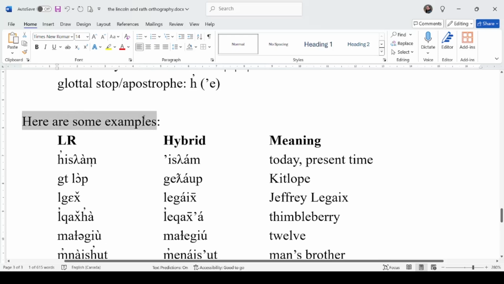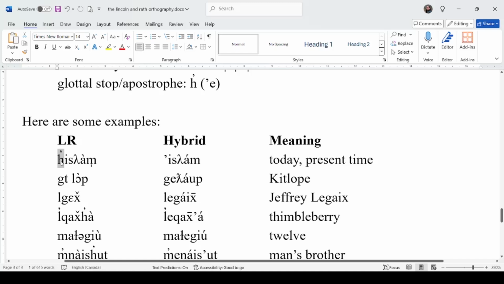So here are some examples of the Lincoln Rath orthography. We start off with this word here, which is Islam. You see they have an apostrophe H. If you don't know that this H is actually silent, you might say "Haistlam." But it's not actually Haistlam, it's Aistlam, because this apostrophe is being represented by this letter H here.